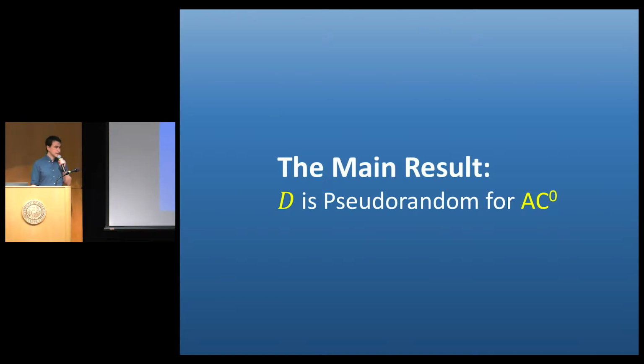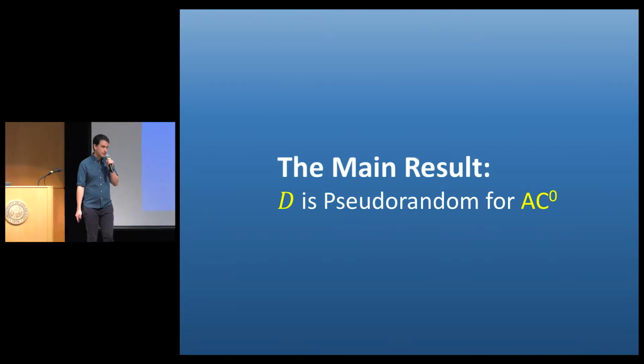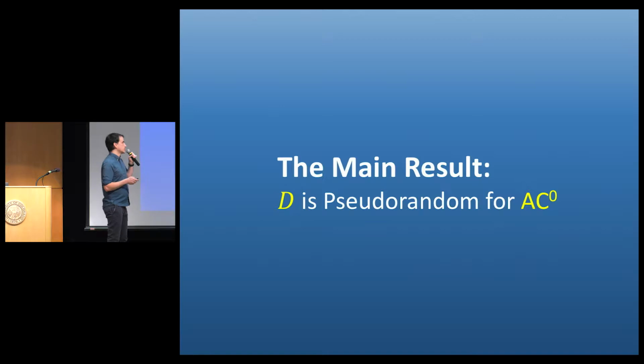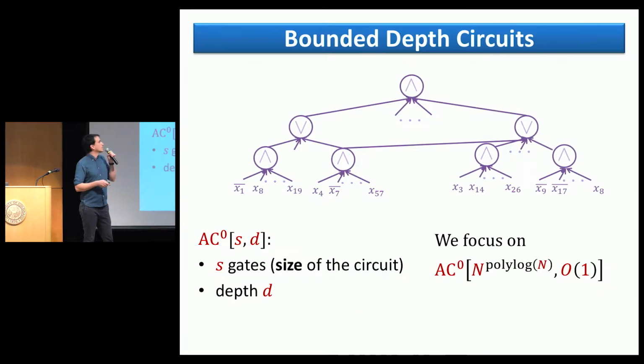is the fact that this distribution is pseudorandom against AC0 circuits. Let's make sure that we're on the same page, and see what this AC0 circuit looks like. These are bounded depth circuits. They are composed of AND gates and OR gates. Each one may have many inputs feeding them, unbounded fan-in. And I have on the leaves variables or their negations.